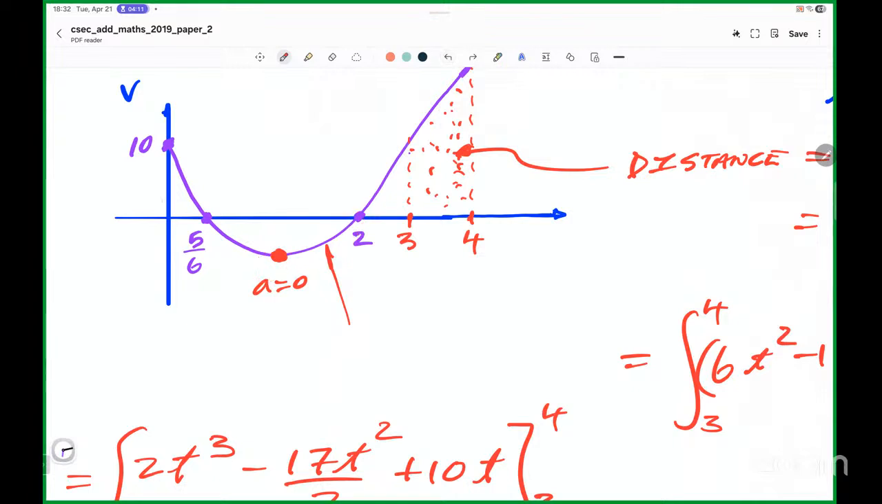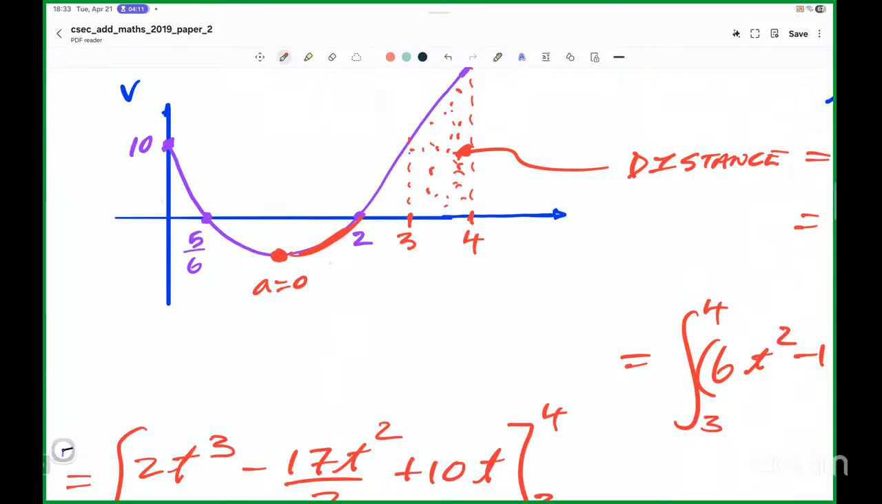What is the gradient on this part of the graph? What's the gradient over here, sir? Positive gradient. So acceleration is positive, isn't it? That's a positive acceleration, you know. But a positive acceleration doesn't mean it's speeding up. It means that you're slowing down while going in the opposite direction.